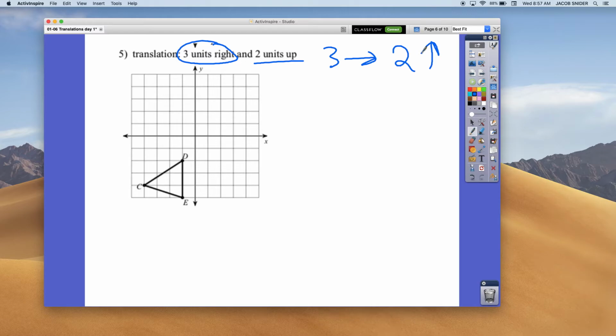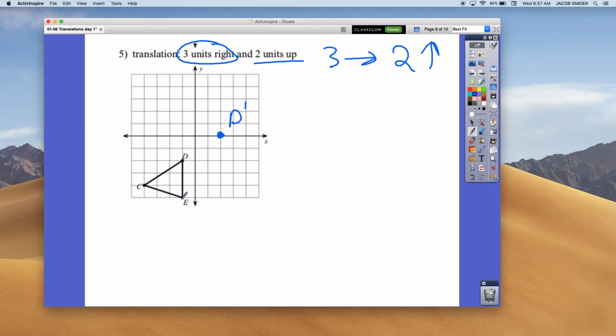Let's start with point D. Okay, 3 to the right: 1, 2, 3. But then I'm going to go up 2: 1, 2. That's where D goes. D prime. Okay. Now let's go back to point E.